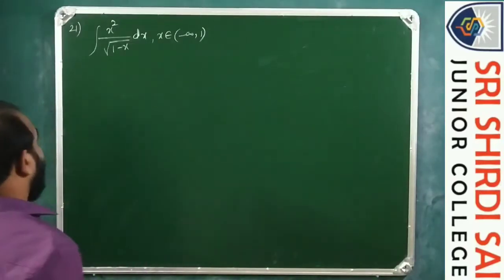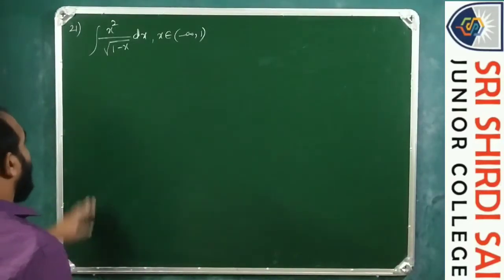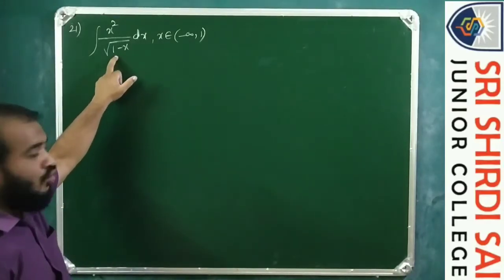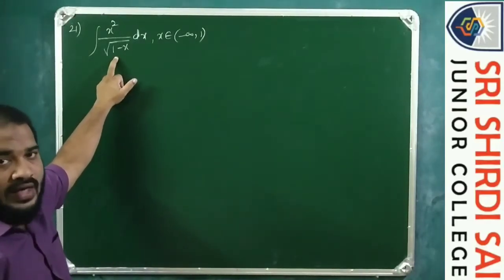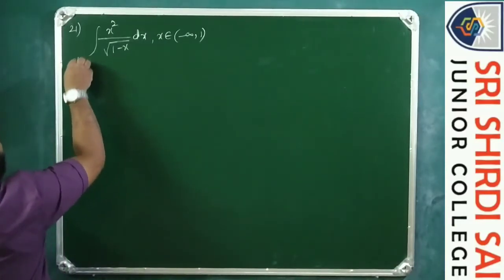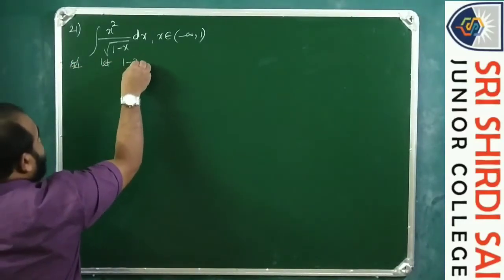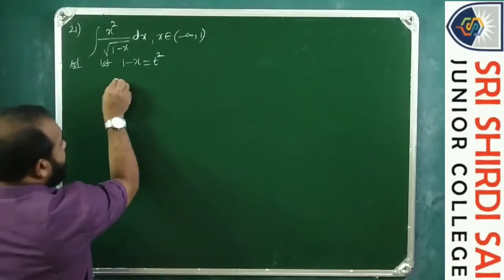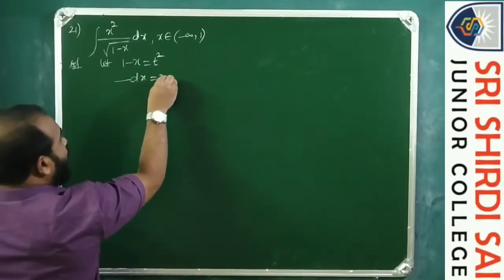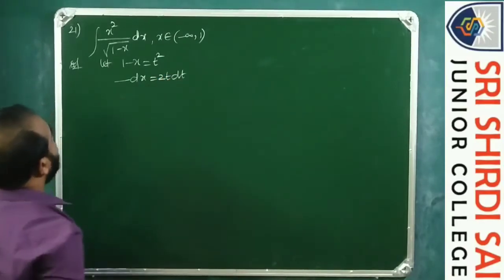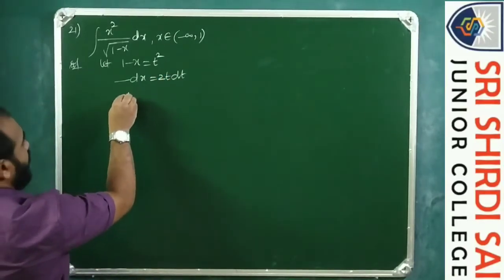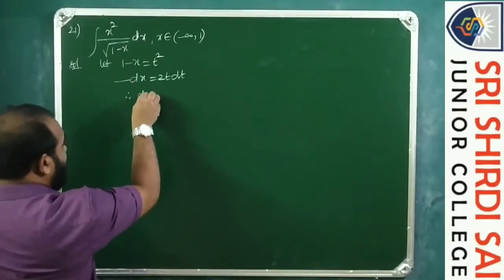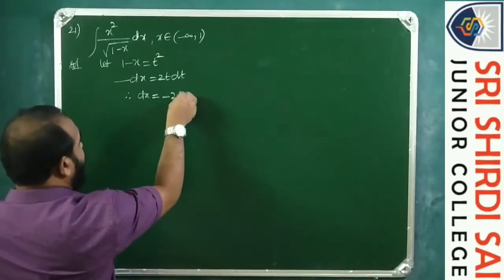Integral of x square by root of 1 minus x dx. As usual, whatever is under root is to be treated as t square. So let 1 minus x is equals to t square. Now differentiate, minus dx is equals to 2t dt. Therefore, if you multiply with minus on both the sides, then we'll get dx is equals to minus 2t dt.